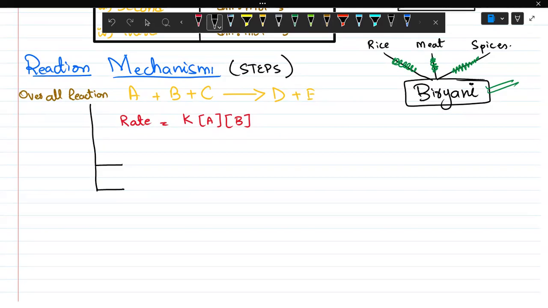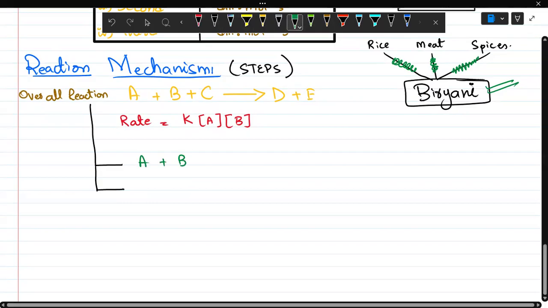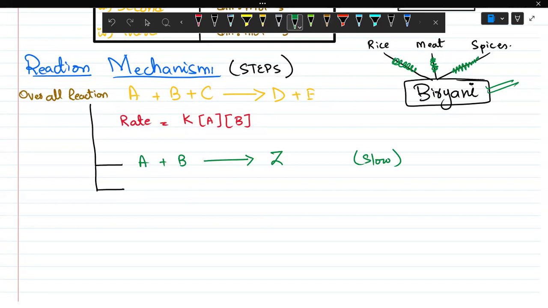Let me tell you, there must be a step involving the reaction between A and B that has an effect on the rate of reaction. Let's write that step. It is like A plus B is producing Z. That step is the slow step. Why I told you earlier that the chemical reaction happening in one step must be the slow step indeed.